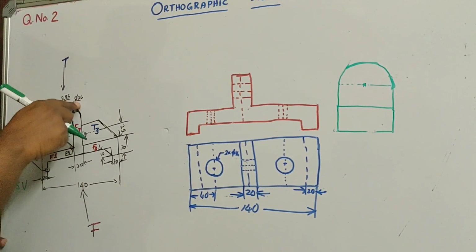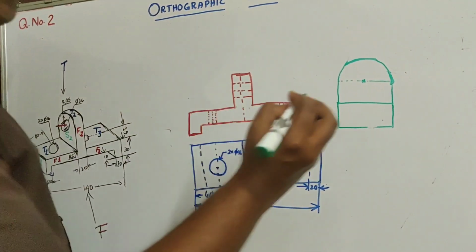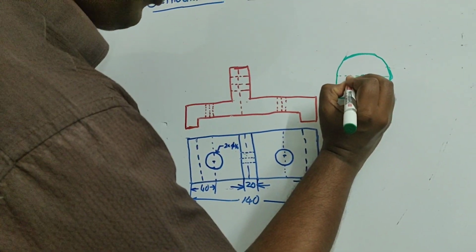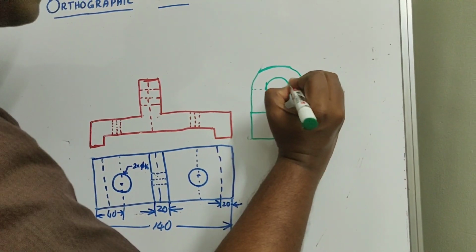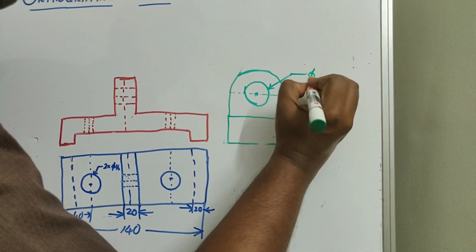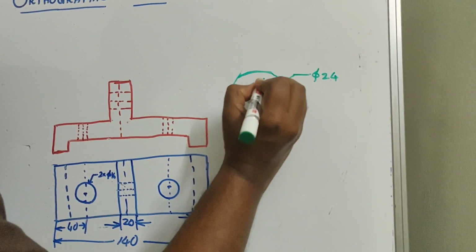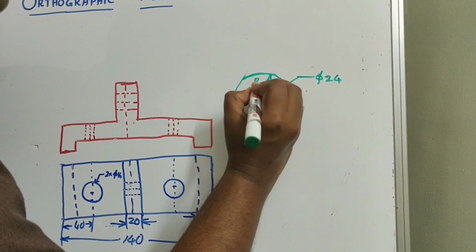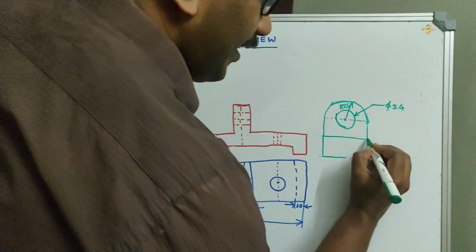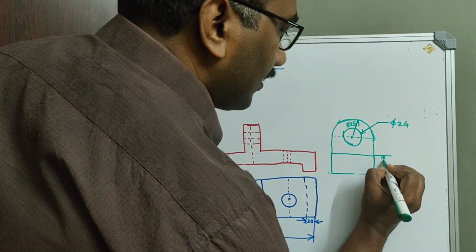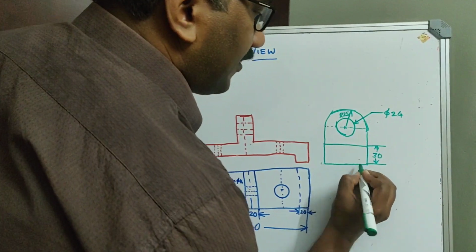Then using phi as 24, you can take the radius as 12. You are drawing a circle. So this corresponds to phi 24. And this radius, this is R25. All other dimensions we have shown here. If we want, we can draw this 30 also here. So this is the left side view.